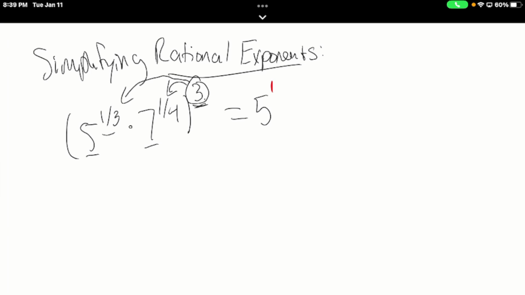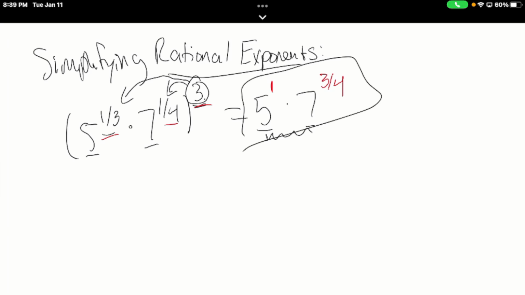So if I take 1/3 times 3, that'll get me 1. And then let's say I take the 1/4 times 3, I'm going to get 3/4. So that's what happens when I multiply them all out. 5 and 7, I mentioned, don't have the same base, so none of my properties say anything about combining these two. This is my answer when I'm only dealing with rational exponents. That's my answer.